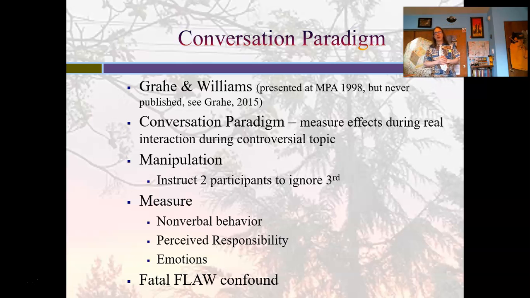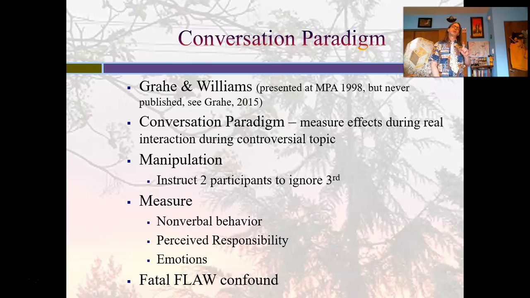Anyway, in the conversation paradigm, what we did is we take a topic, we bring people in the lab, and then we have them engage in discussion on a controversial topic. Legalizing marijuana, the problem with birth control, death penalty, and so on. We identified what they would think was controversial, and then we took 2 of the subjects out of the room and gave them instructions to ostracize when they came back in. And then we measured nonverbal behavior, participant responsibility, and emotions on the outcome.